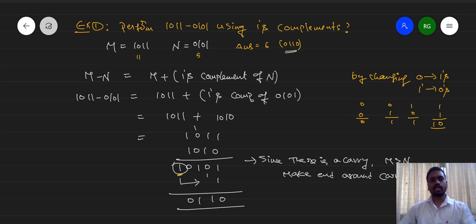In this case we considered the m value greater than n. We will discuss one more example where the n value is greater than m. That is how to perform the subtraction of a larger number from a smaller number. This is the second case. Let us see one more example for that.